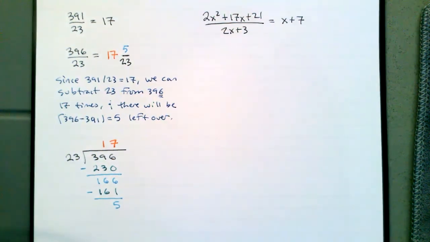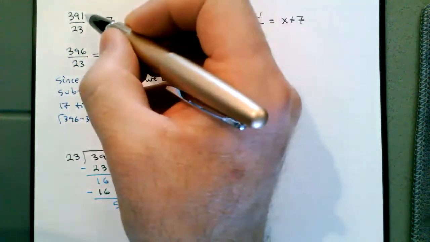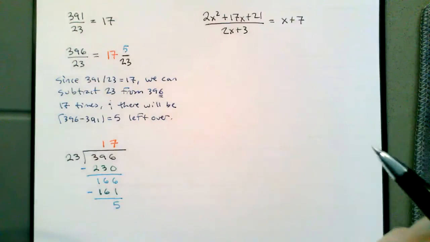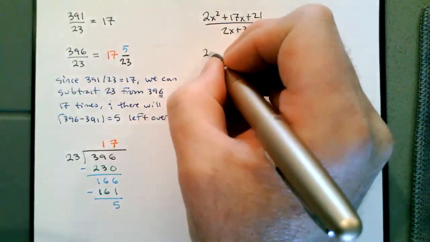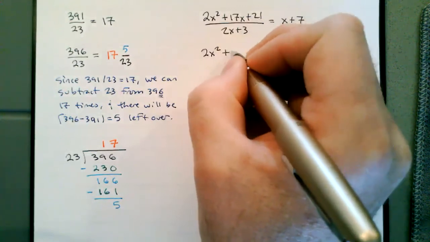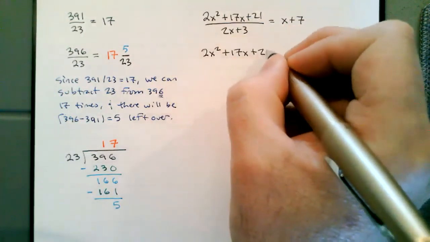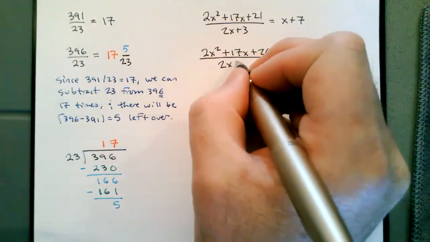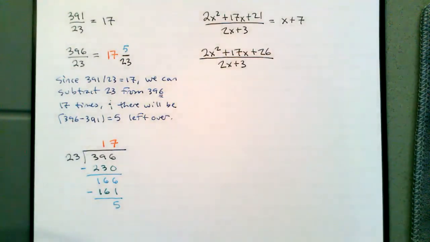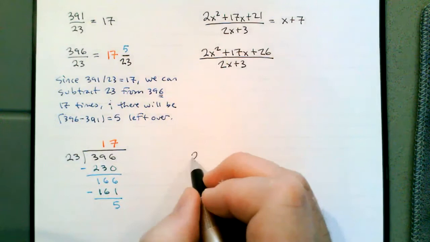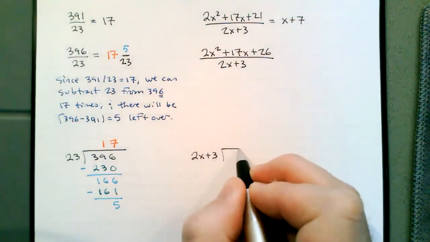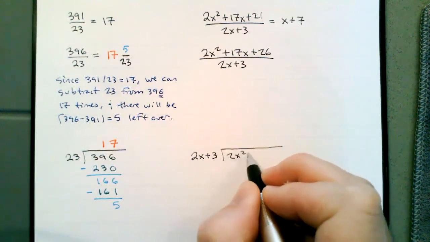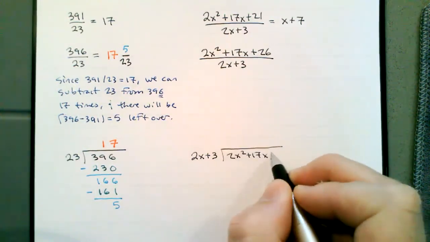The same thing should happen. We should see the same kind of stuff happening if we divide a 2x squared and the 2x. So all I did was I just added 5 to the 391 to make a 396. So let's just take 2x squared plus 17x plus 26. I'm just going to add 5, and we're going to see what happens. So I make the 2x plus 3, and I divide that into my 2x squared plus 17x plus 26.